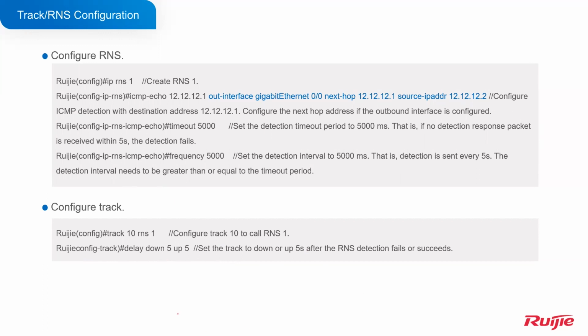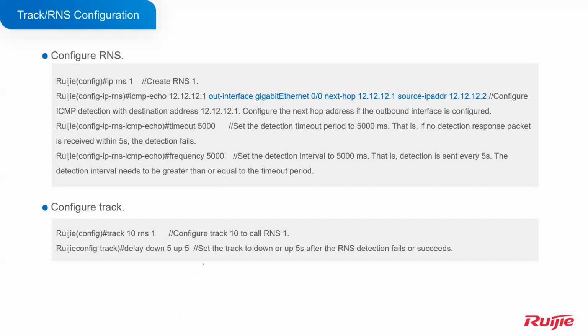Okay, next, timeout 5000. 5000 means 5 seconds, right? Because 5000 is 5000 milliseconds. Frequency 5 seconds. So it represents that we will set the detection timeout period to 5 seconds. If no detection response is received in this period, detection fails. Frequency 5000 means that we send the detection every 5 seconds. So 5 seconds is the interval of the detection packet.